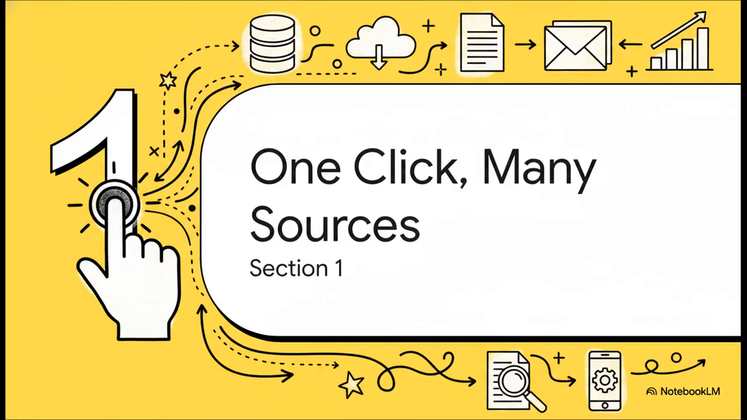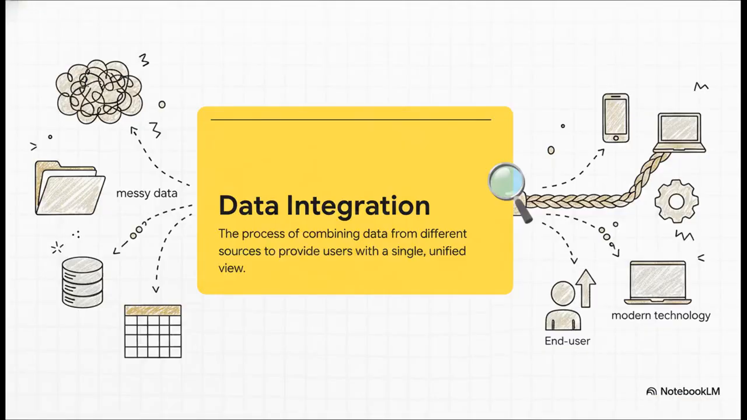Okay, so we see the end result, but what's actually going on behind the scenes? How did these systems manage to combine all those different pieces of information from just a single click? Well, at its heart, data integration is pretty much what it sounds like. It's the process of grabbing data from a whole bunch of different sources in all kinds of messy formats and then stitching it all together into one single unified view, the view that you see.